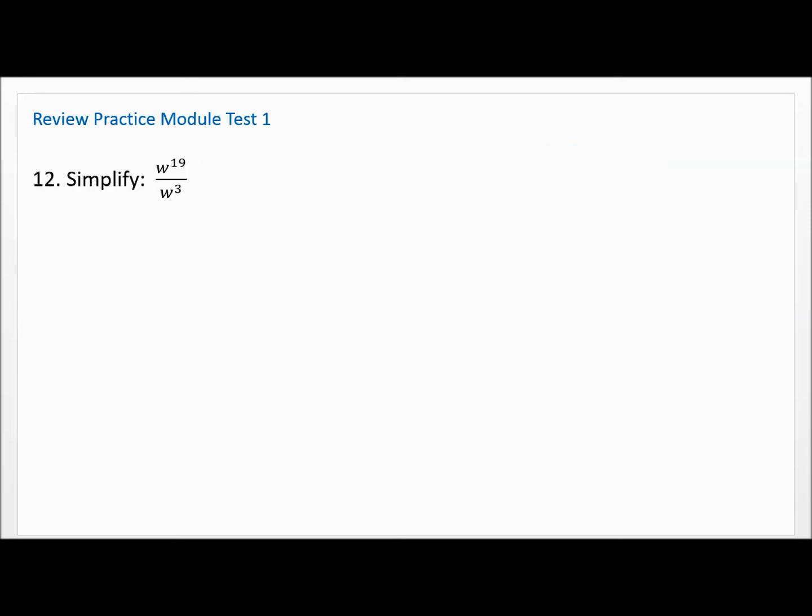Problem number 12, you see we have w to the 19th divided by w to the 3rd. And when you divide the same variable, you simply subtract the exponents. It's always larger minus smaller, so 19 minus 3, and leave the answer where the larger one is. So that's going to be in the numerator. So you have w to the 19 minus 3, which is just w to the 16th. Again, what's left in the denominator, really, that's just a 1. And then w to the 16th divided by 1 is just w to the 16th.